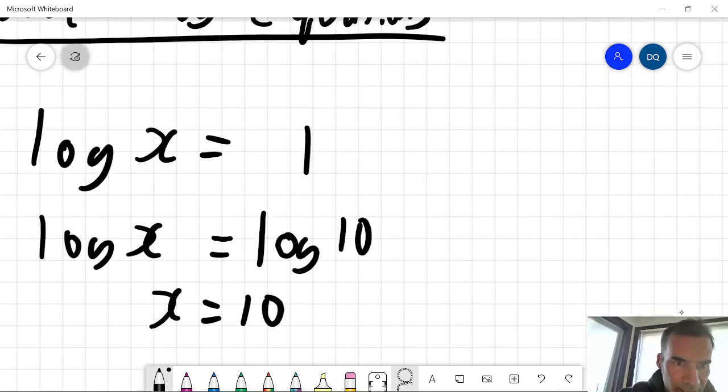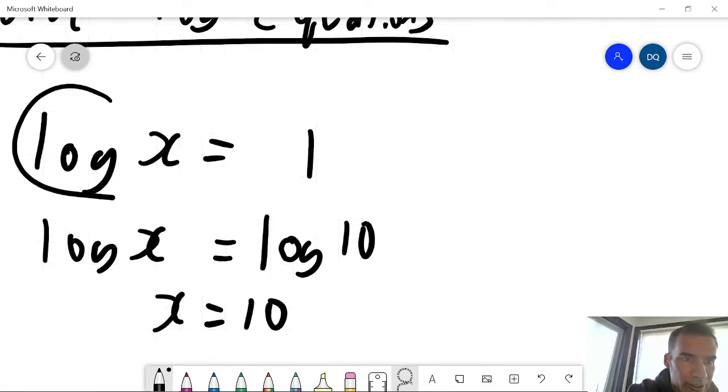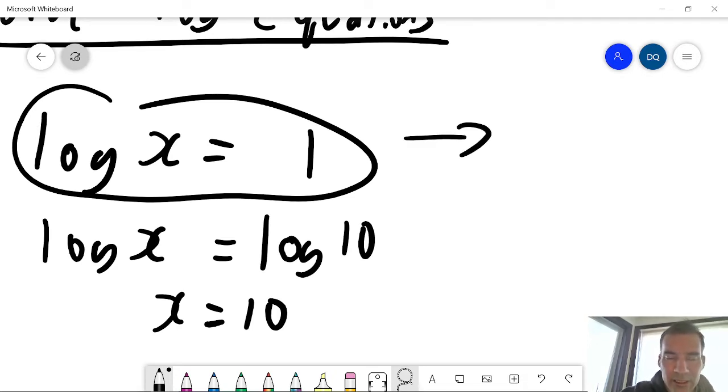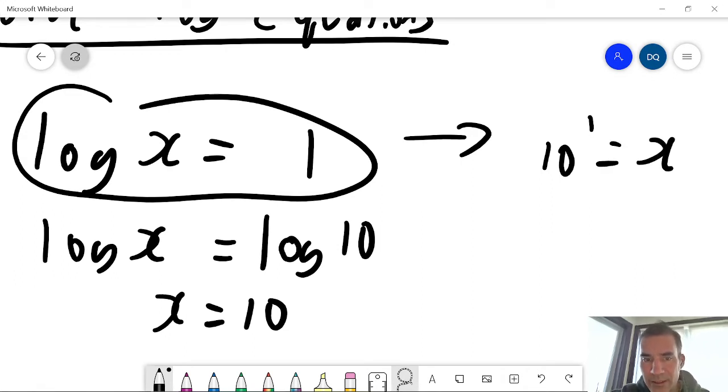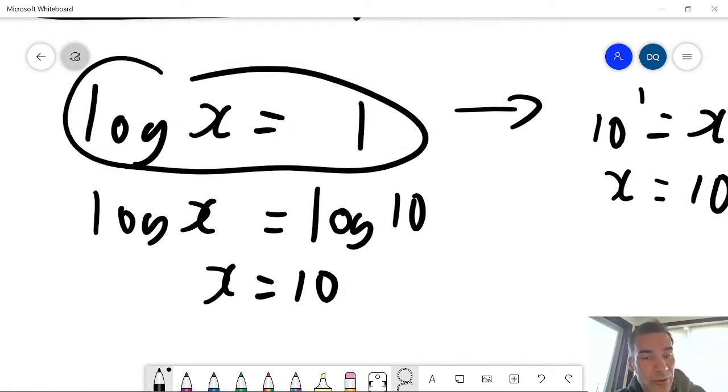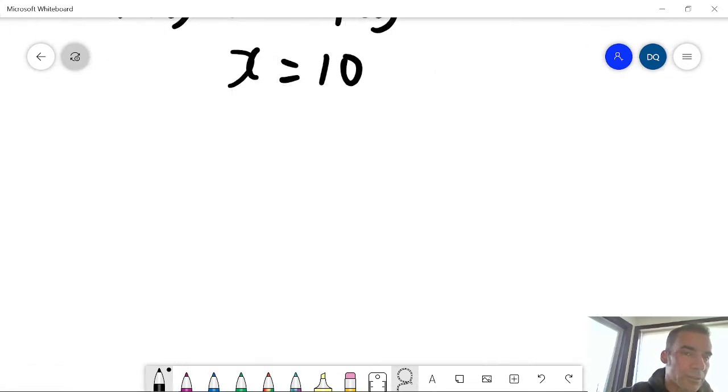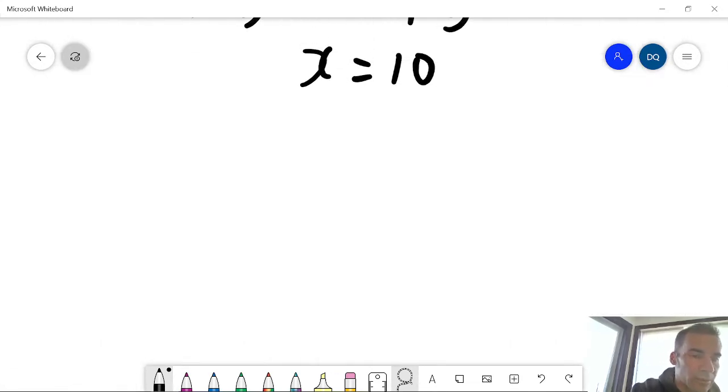Another way I could have seen that is to rewrite it in exponential form. Our base is 10, our exponent is 1, x is 10 to the 1, which is 10. Okay, so if this is not perfectly clear, maybe review the introduction to logs. And now we'll do slightly more challenging problems.